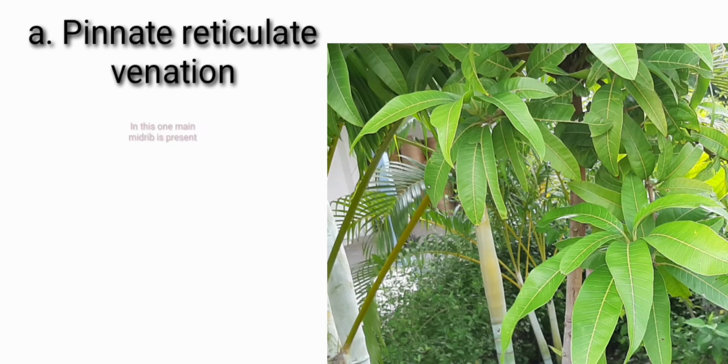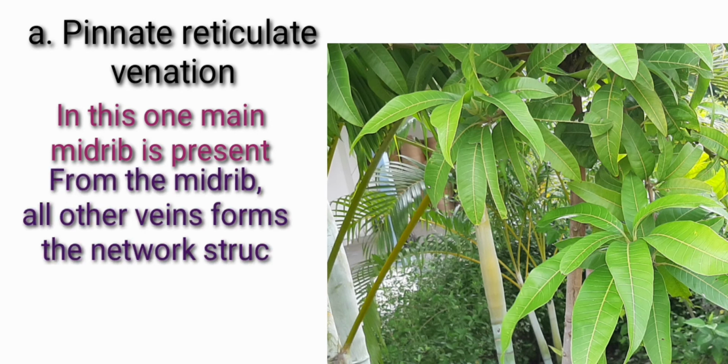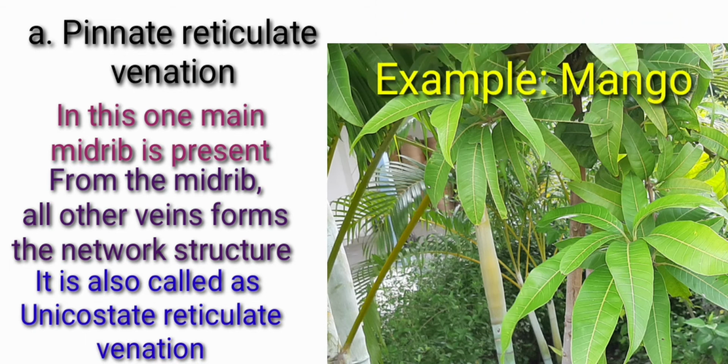Pinnate reticulate venation. In this, only one main midrib is present. From the midrib, all other veins form a network-like structure. It is also termed as unicostate reticulate venation. Example, mango. In the picture of mango, you could find only one main midrib from which all other veins arise.